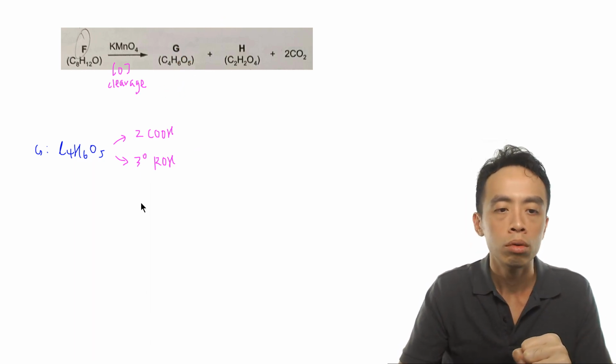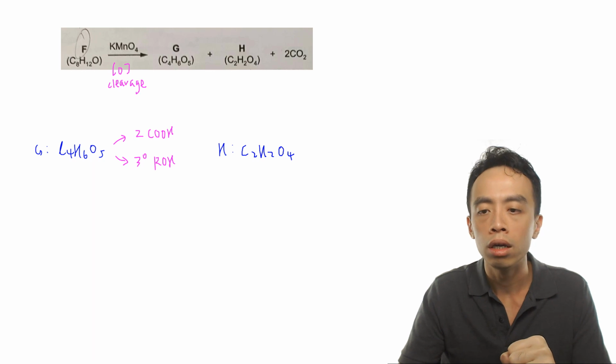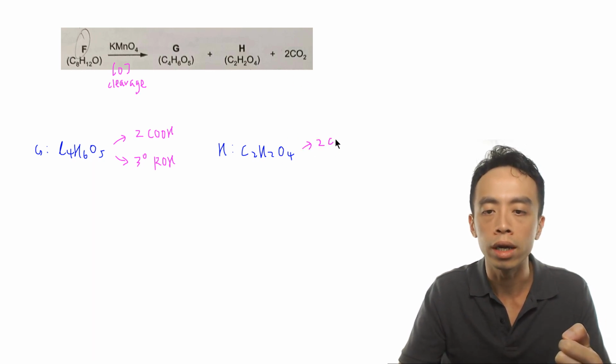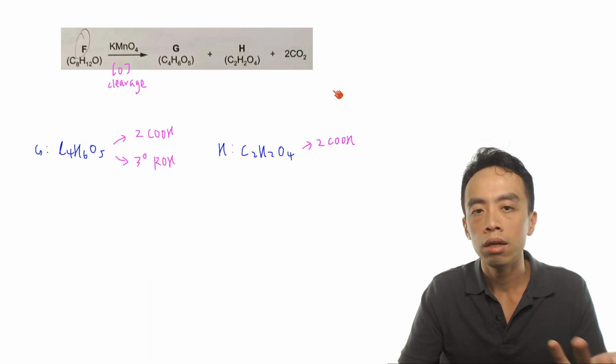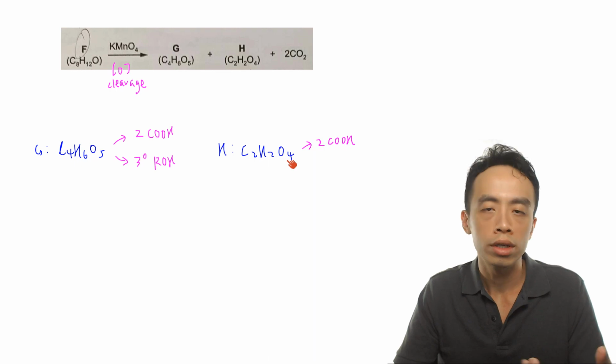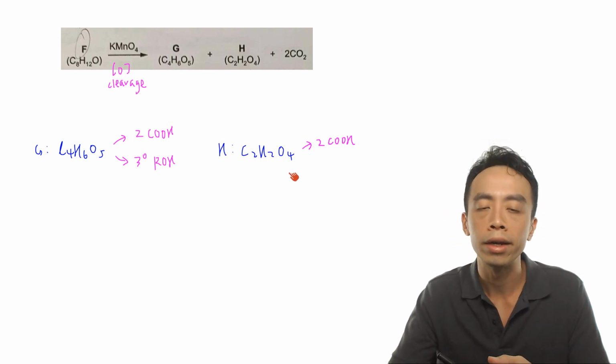Now for H, the formula is C2H2O4. If I have 4 oxygen, then most likely this is 2 acid groups. So I know that this has 2 acid groups. In fact, if I consider 2 acid groups, then C2H2O4 just nicely makes up these 2 acid groups. The identity of F will just be ethane dioic acid.